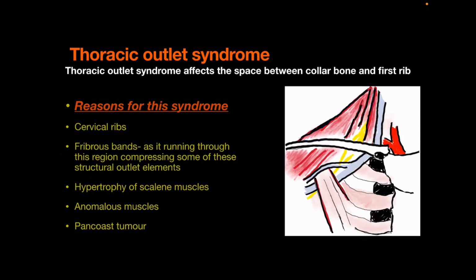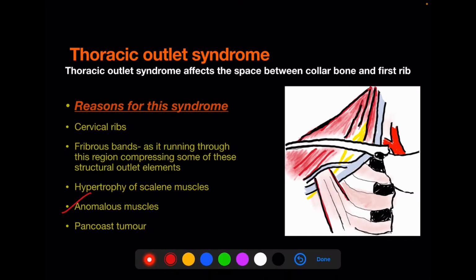Now talking about our next point, that is anomalous muscle, which is also responsible for compressing the elements passing through there. These all follow the same concept. And the last one, that is Pancoast tumor. If you want to know about this tumor, I am giving you a short definition. It's a lung tumor that passes superiorly and involves structures of the thoracic outlet, which can also affect the brachial plexus.